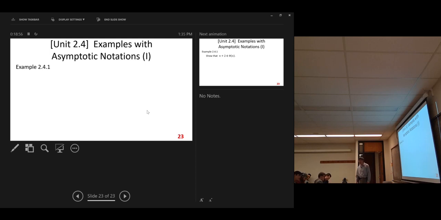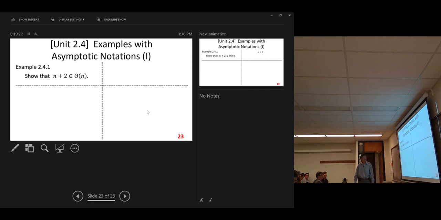Example number 1, 2.4.1. This is simple, it's very simple. You need to prove it. Show that n plus 2 belongs to big theta of n. First, you know the meaning of big theta. Okay? Both upper bound and lower bound. So in order to show this, you need to find both upper bound and lower bound. So let's find upper bound, lower bound.